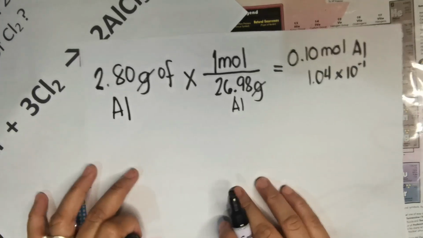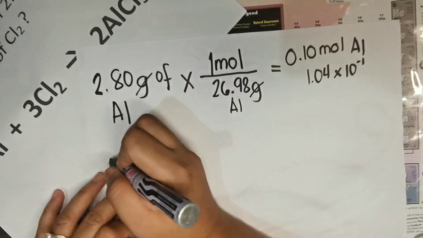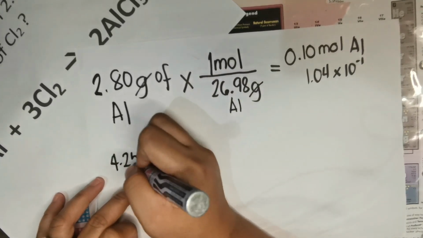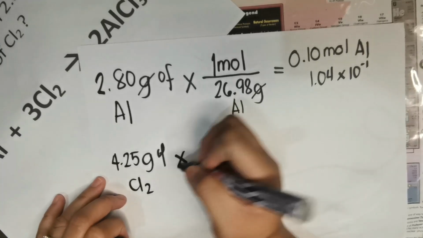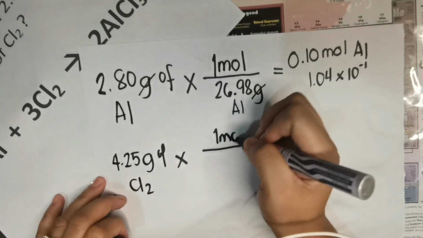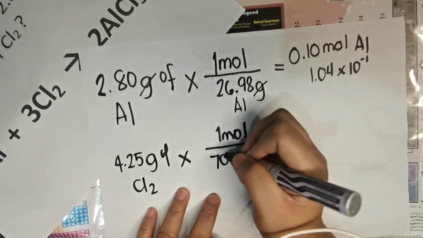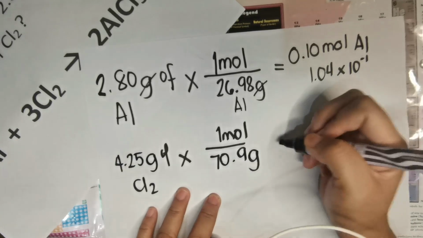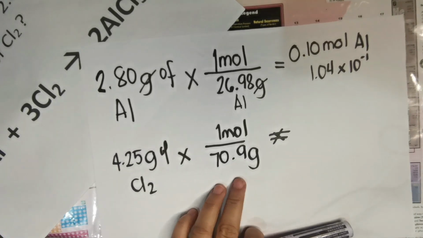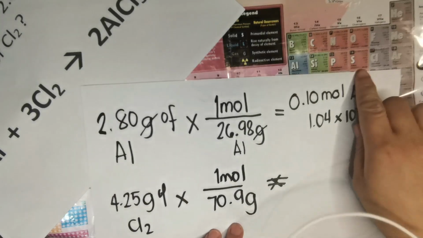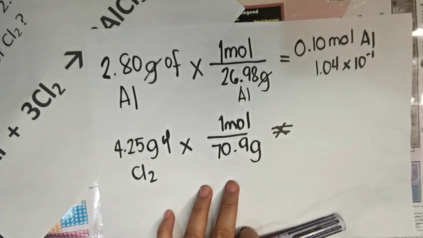So, from this, next, si chlorine gas na natin. We have 4.25 grams of chlorine gas. So, in every 1 mole ng chlorine gas, meron tayong 70.9 grams. Bakit 70.9? Kasi chlorine have atomic weight of 35.45 times 2. So, yan yung ating sagot.